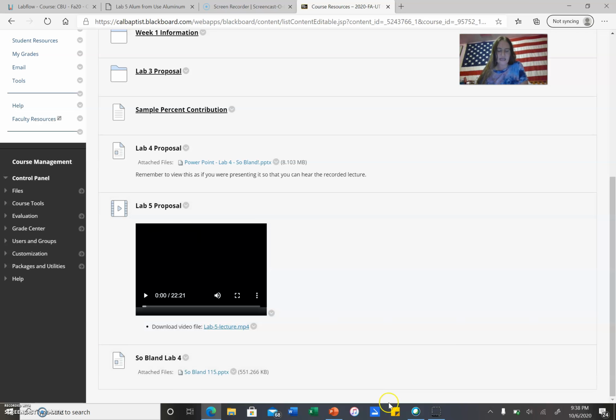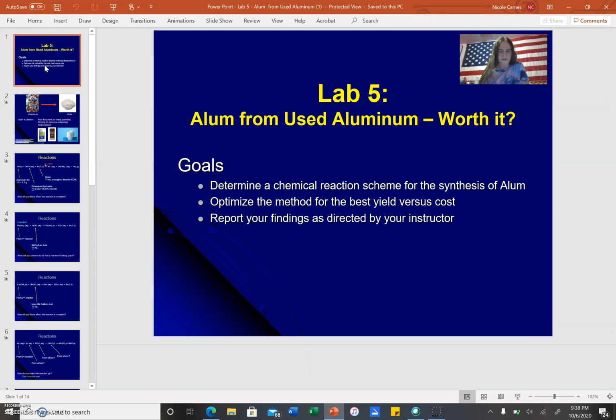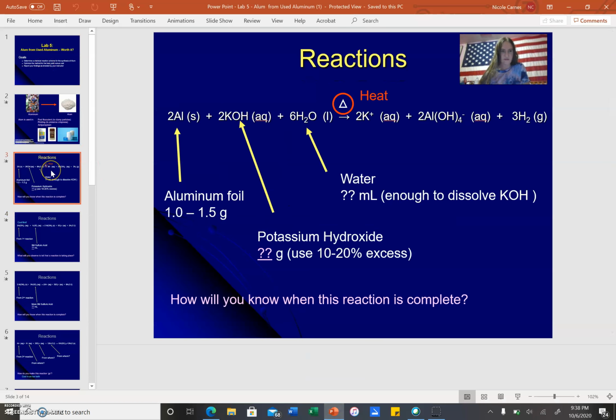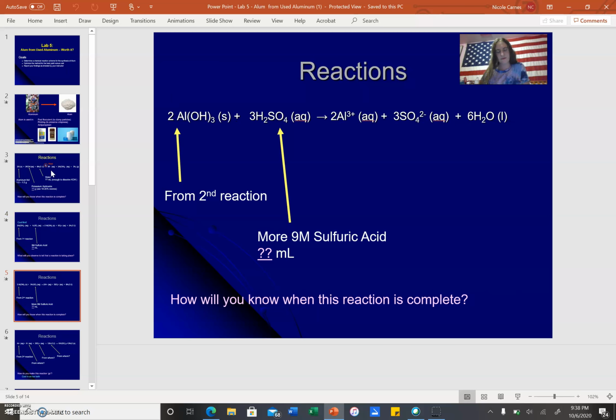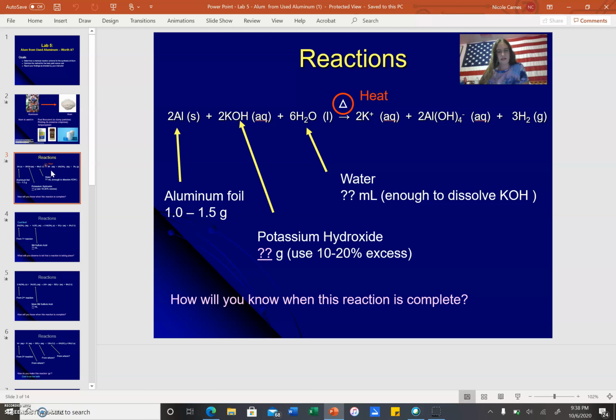There is one thing I do want to address. If you've noticed in the PowerPoint, we are going through a series of 4 reactions: Reaction 1, 2, 3, and 4. But if you notice in reactions 1 through 3, there are some reagents that have an unknown amount, whether it's in grams or milliliters. You actually have to calculate those values yourself.